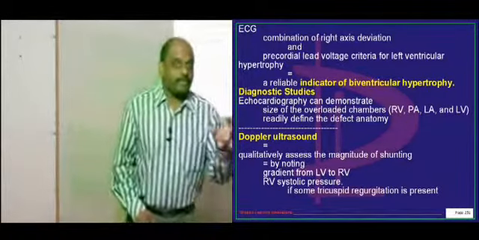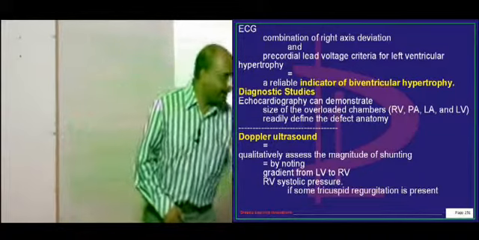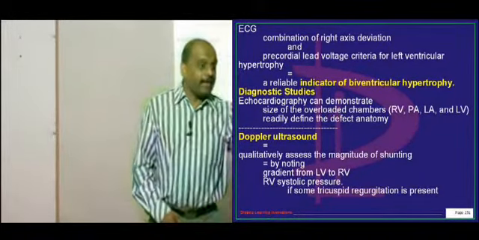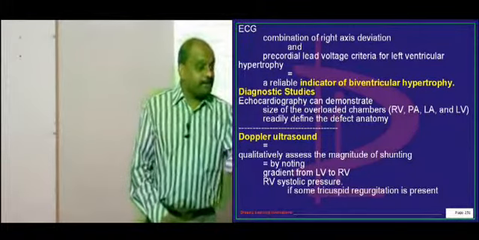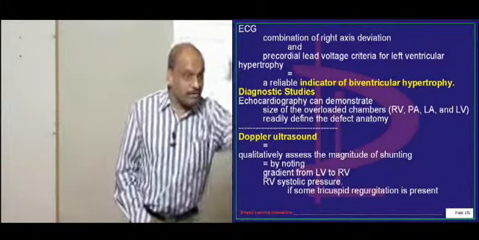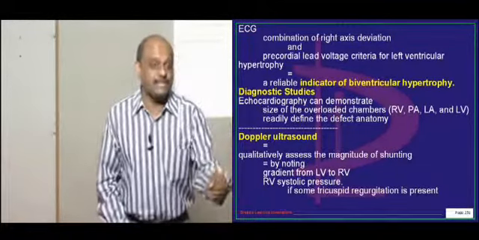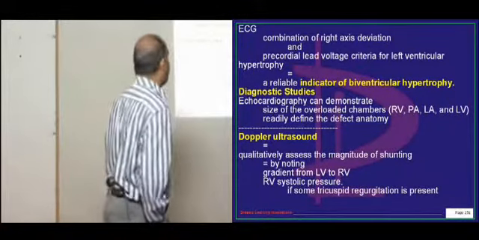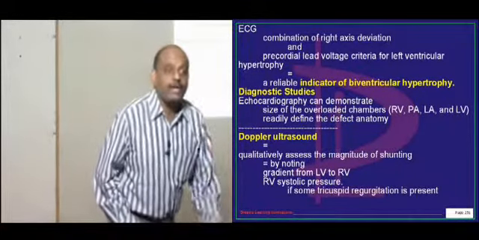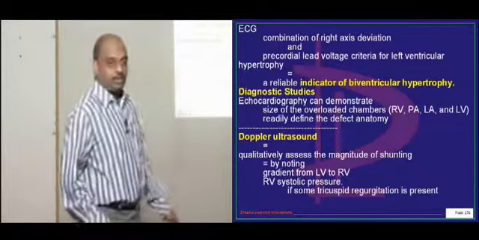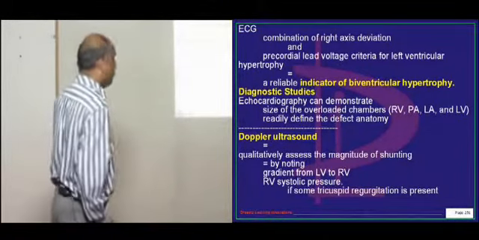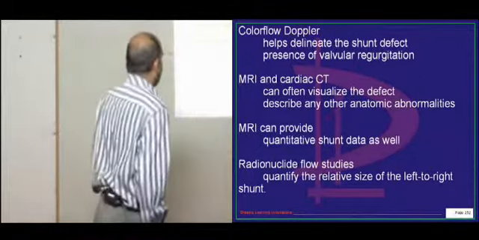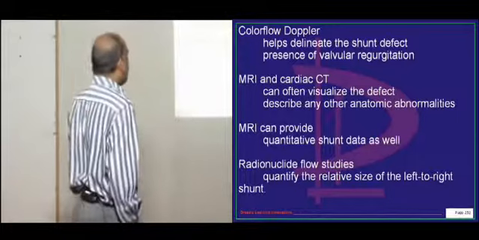And sometimes, if the right ventricular systolic pressure is very high because of the left ventricle blood falling into it, and the pulmonary arterial pressures are very high, this increased right ventricular pressure can cause some amount of functional tricuspid regurgitation. So is there any associated TR also? All these things can be quantified by doing the Doppler ultrasound, is what I want to underscore to all of you. A color flow Doppler can delineate the shunt defect and also associated valvular regurgitation.